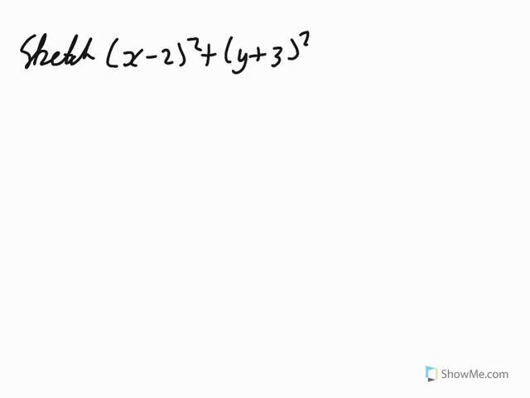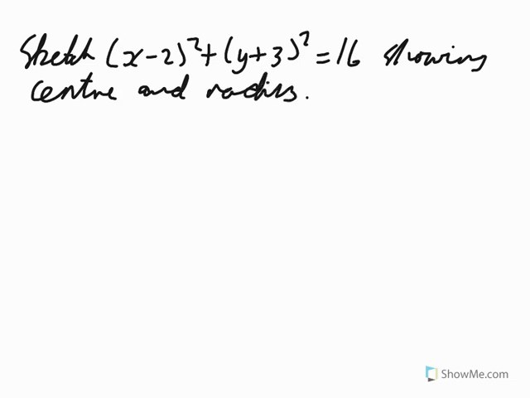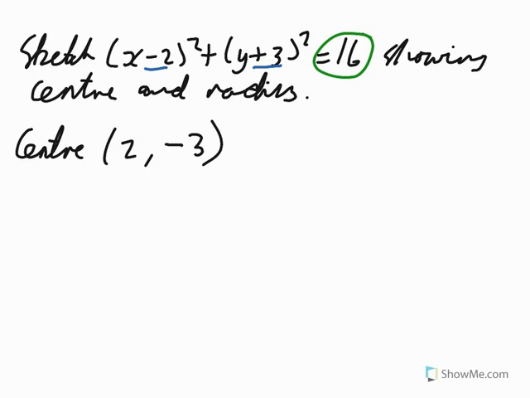Alright, next example. x minus 2 all squared plus y plus 3 all squared equals 16. Showing centre and radius. Okay, so looking at this, we get our centre from these numbers here. So our centre, that's what the x value is to make the bracket 0, so that's 2, and the y value to make that bracket 0, negative 3. And our radius, of course, this is our radius squared, so our radius is 4.